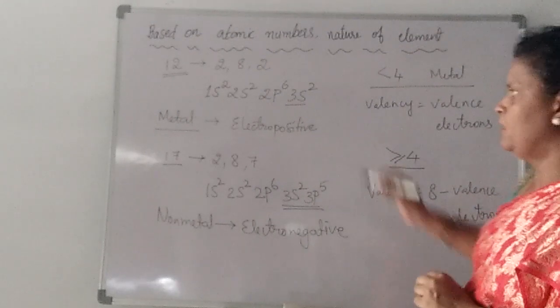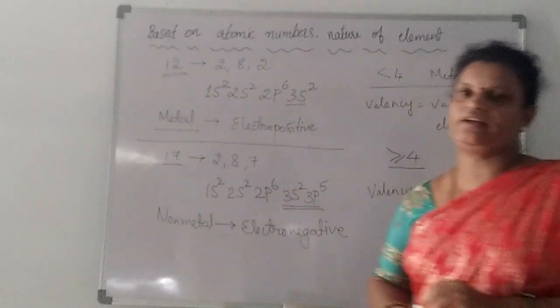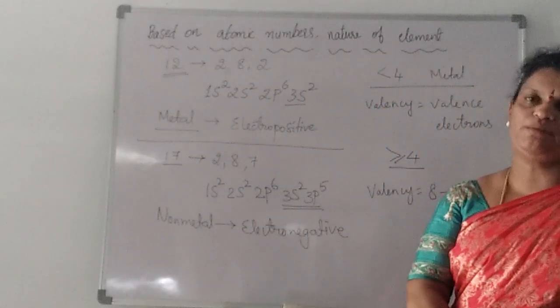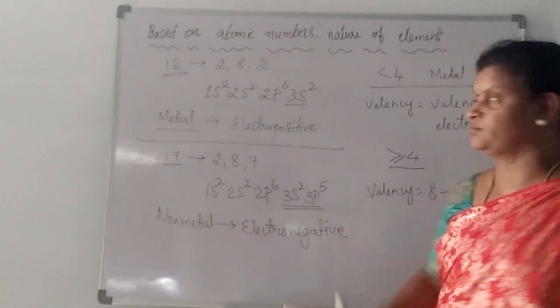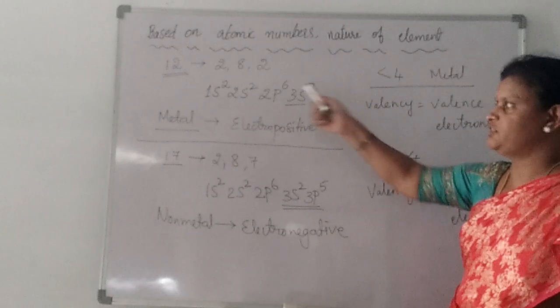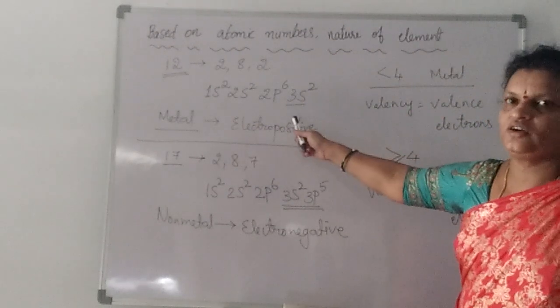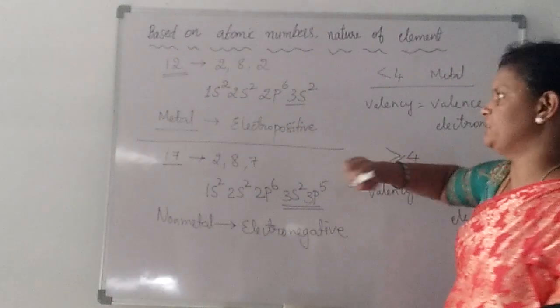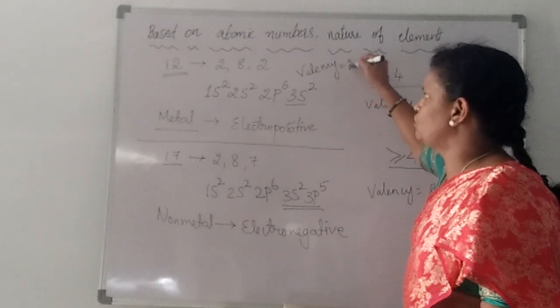Right? Now, let us say what is the valency of this particular element which has atomic number 12. What we got here, in the last shell we have only 2 electrons, meaning it is less than 4. So what is the valency of this element? Equal to valence electrons. How many valence electrons are there? 2 are there. So the valency of this element is equal to 2.